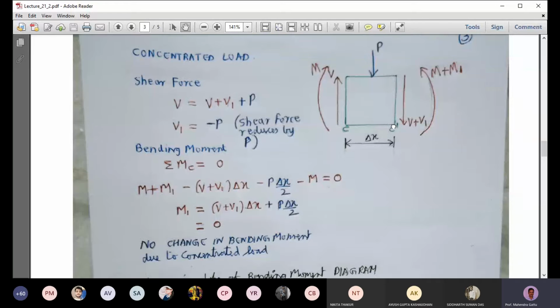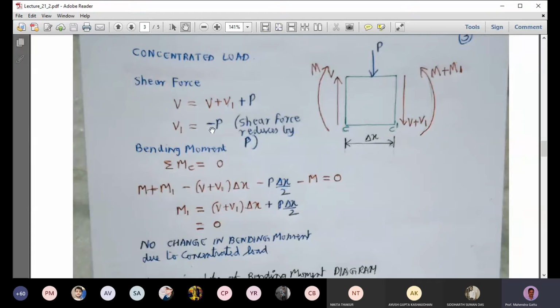So the first step is we are interested in what is the change in this shear force V1. So we'll apply the force equilibrium in the vertical direction. So V, acting in the upward direction, is equal to P plus V plus V1. So V will cancel out and V1 is minus P. That means the change in the shear force is negative.